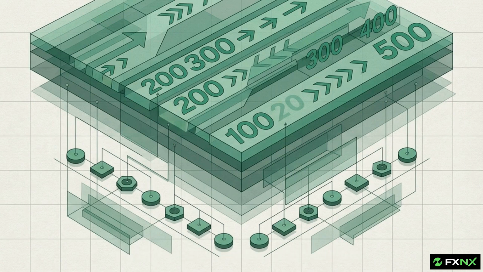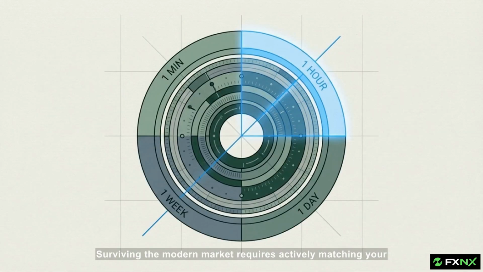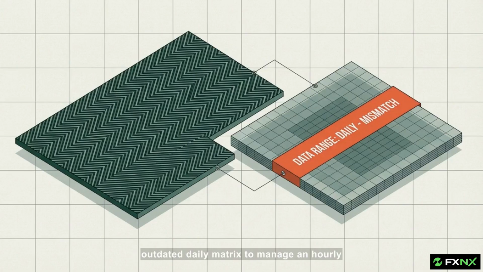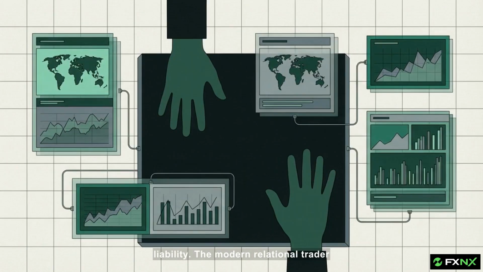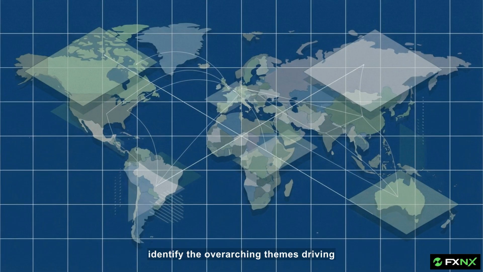Surviving the modern market requires actively matching your correlation timeframe to your specific trading horizon. Relying on an outdated daily matrix to manage an hourly scalp turns a powerful tool into a dangerous liability. The modern relational trader conducts routine macro reviews. They step back to identify the overarching themes driving their open positions, rather than managing them in isolation.